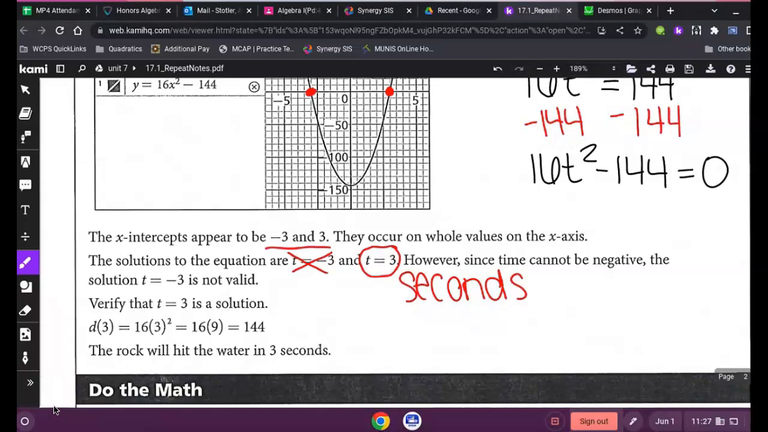So everywhere that there is an x or a t in my equation, we're going to replace that number with our solution. So we put our solution of 3 in, and it gives us a height of 144 that we started with. So 16 times 3 to the second power is 16 times 9. 16 times 9 is 144. And if you can't do that in your head, you can put it in the calculator to check it. So the rock will hit the water in 3 seconds. That's our final solution.